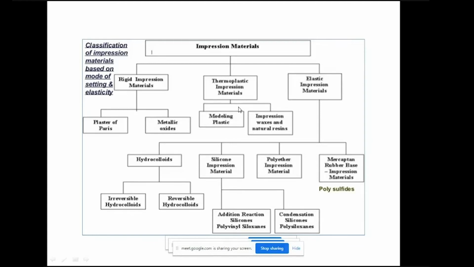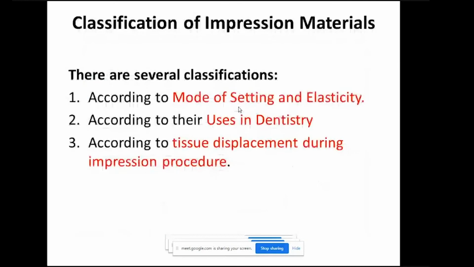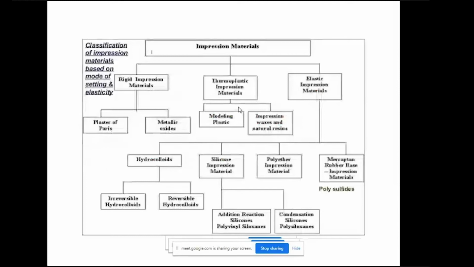Okay. The classification of impression material. We have several classifications: number 1, by the mode of setting and elasticity. Number 2, by the use in dentistry. Number 3, according to tissue displacement during impression procedure. We have 3 different classifications. Later on, we will talk about it. By the diagram, I will show you.